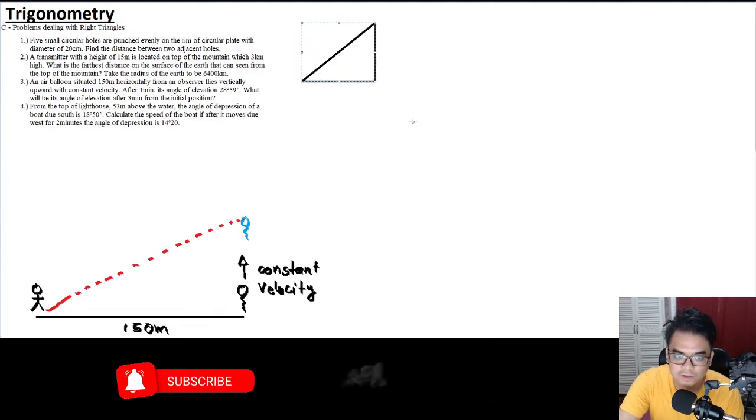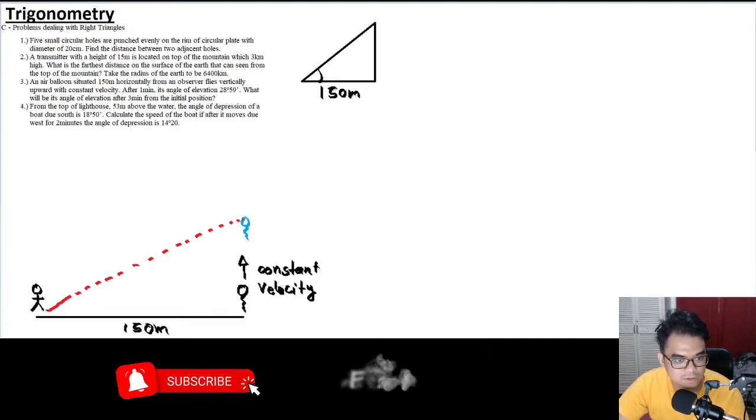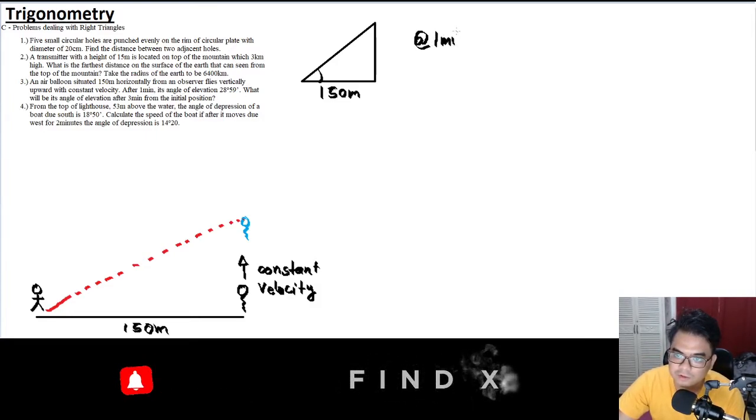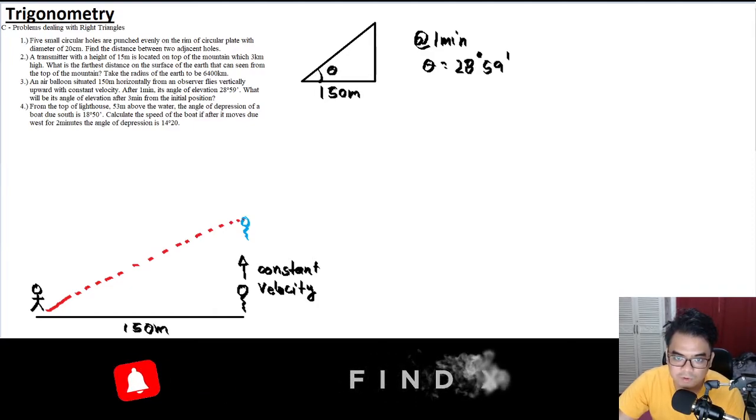Flip horizontal. There you go. Okay, so of course this is still 150 meters, but we got an angle here. So what will be the angle? After 1 minute, at 1 minute, theta now will be equal to 28 degrees, 59 seconds. So this will be your theta, right?